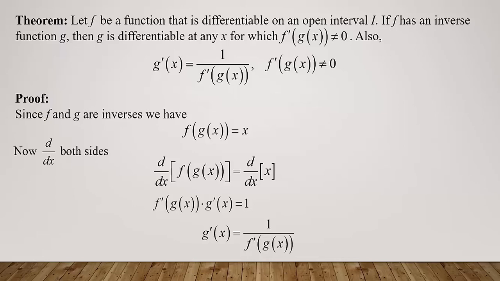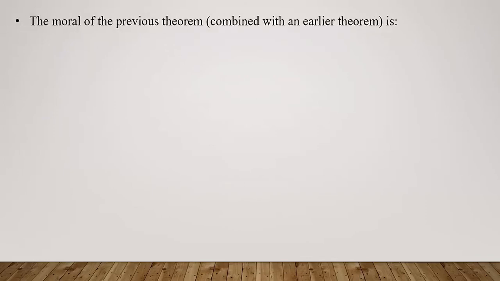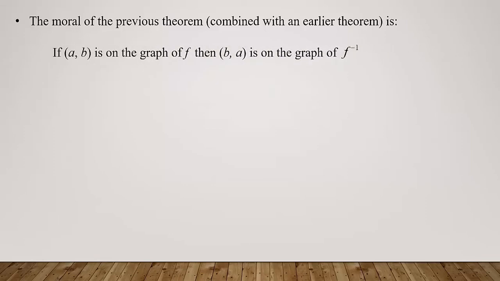All right, now hopefully you do have the theorem written down because I have to go to the next slide and tell you really what the moral of that theorem is. It's hard to see in the words what the moral of the theorem is. But the moral of the theorem we just proved, combined with an earlier theorem in this section, is this. What we saw earlier in this section is if (a, b) is on the graph of f, then (b, a) is on the graph of f inverse. That's the old theorem we proved earlier in this section.